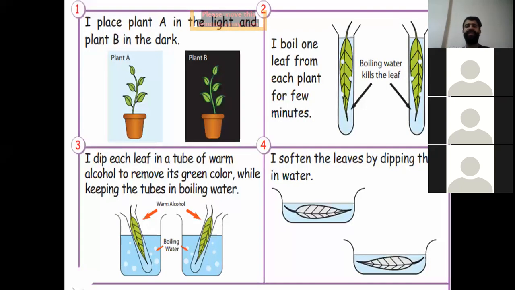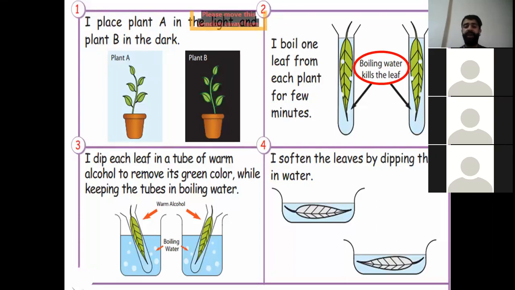Pay attention to this experiment. It's a very important experiment. We have two plants, plant A and plant B. Plant A was placed in light and plant B was placed in darkness. Then we took a leaf from each of the two plants, one in light, one in darkness, and we boil the water for a few minutes, including the leaves. This boiling water is going to kill the leaf. This is the importance of the boiling water. It will kill the leaf and all the organisms in the leaf.